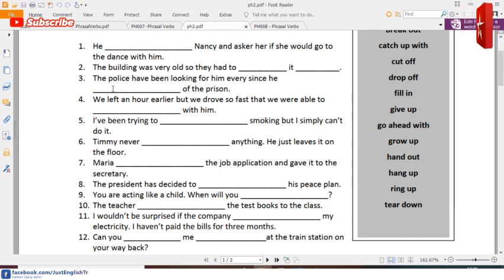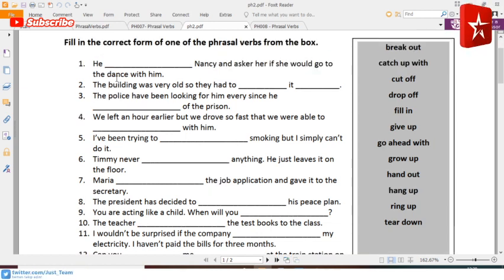Okay, so look at here. Number one, he blah blah blah Nancy and asked her if she would go to dance with him. So which one is correct for number one? Can you tell me? Okay, I am checking your answers for number one.